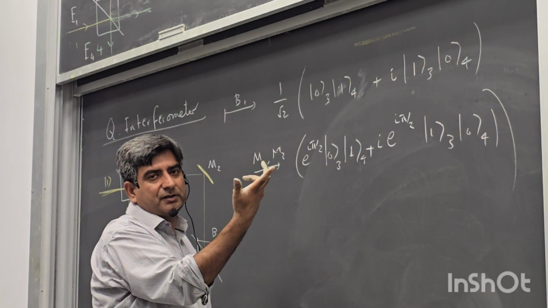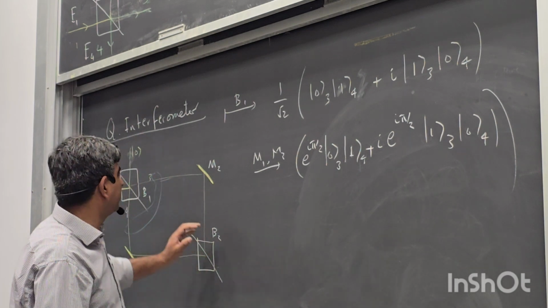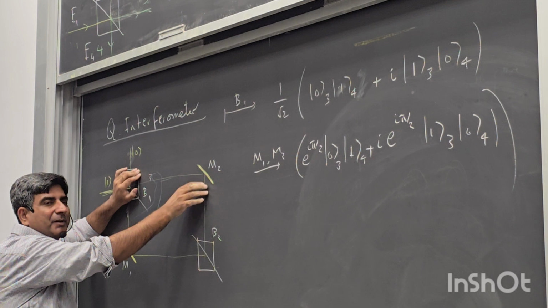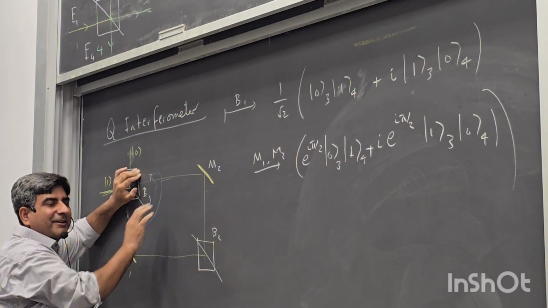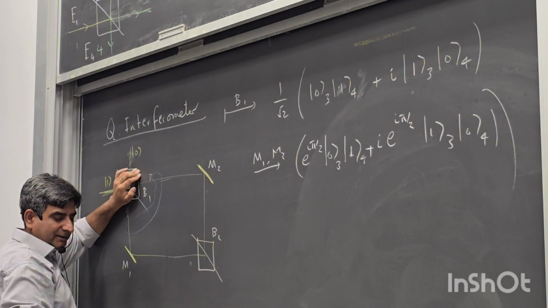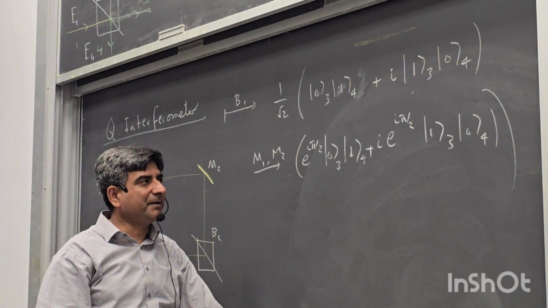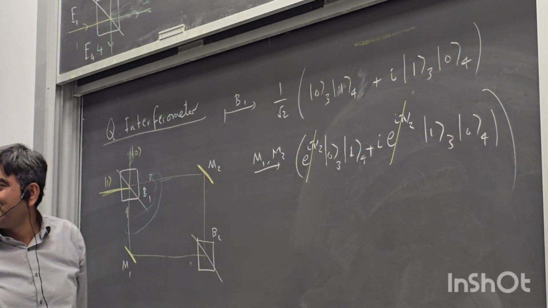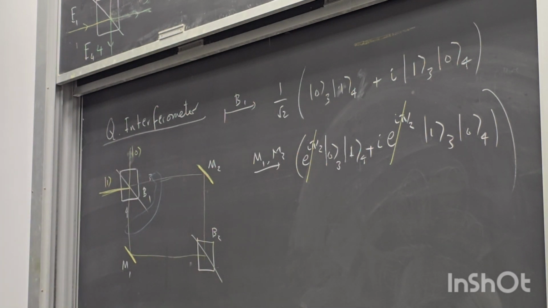This mirror can only impose a phase shift onto this path. It can't impose a phase shift onto this path. It's not there. But the phase shift is immaterial because it's a global phase, so I can just as well drop this phase shift. It's global.